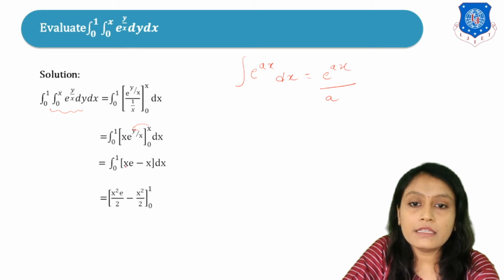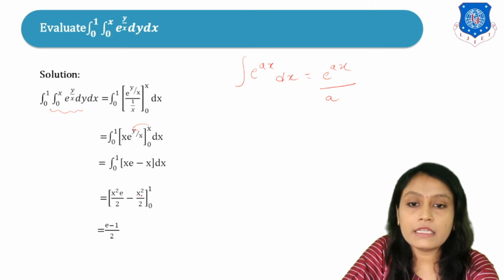You will get here integration of x as x square by 2, e we will keep as it is, minus again integration of x is x square by 2, and the limits are 0 to 1. Now we will apply the limit. So first we will substitute 1 in place of x.